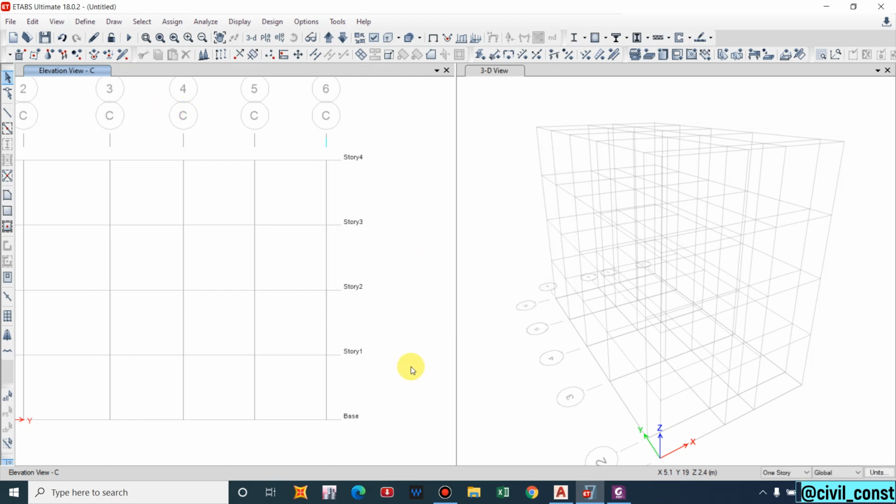So this much in this video, and in the next video we'll continue with the modeling of the structural elements of our building.